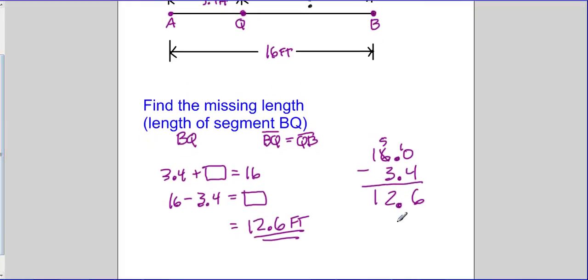You can double check that by adding 12.6 plus 3.4. That should give me 16, and you see it does. 6 and 4 is 10, carry a 1, 1, 2, and 3 is 6. 16.0, which we said earlier is the same as 16, so the answer is 16 feet.